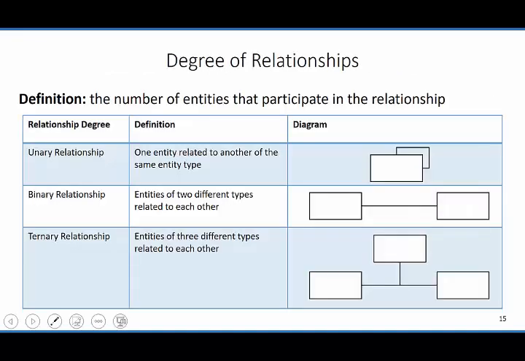one individual. Additionally, we look at the relationship degree, which is the number of entities that are participating in the relationship. So for example, in an unary relationship, we have one entity that has a relationship with itself. In a binary relationship, we have one entity have a relationship with another entity. And in a ternary relationship, we have one entity have a relationship with two other entities, and vice versa. There are quaternary relationships and further. However, the primary degree of relationships that you'll see are binary with a few ternary and unary relationships.